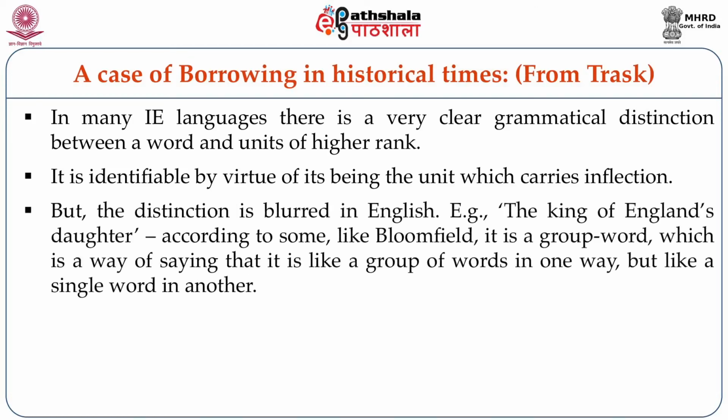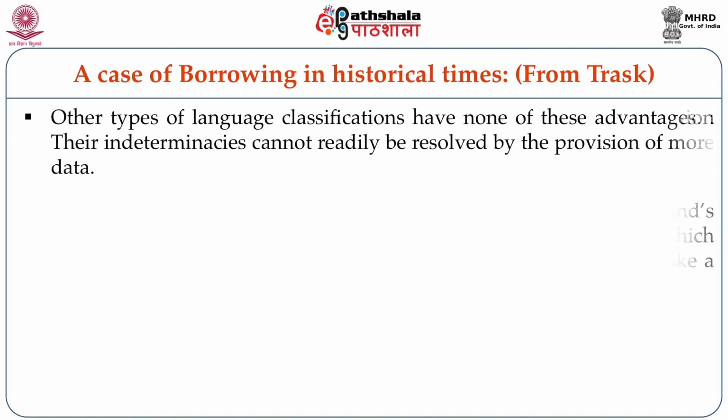For example, the king of England's daughter, according to some, like Bloomfield, it is a group word, which is a way of saying that it is like a group of words in one way, but like a single word in another. Other types of language classifications have none of these advantages. Their indeterminacies cannot readily be resolved by the provision of more data.